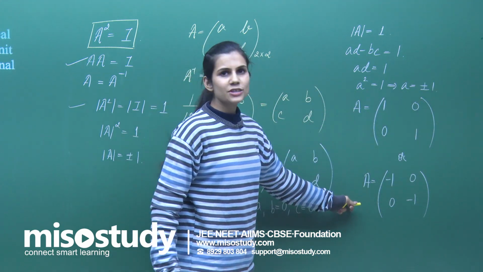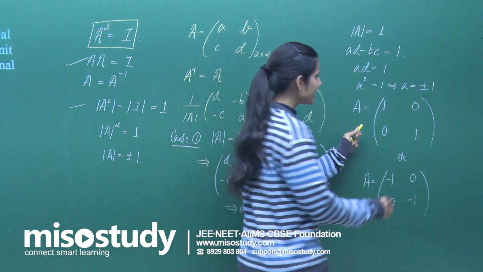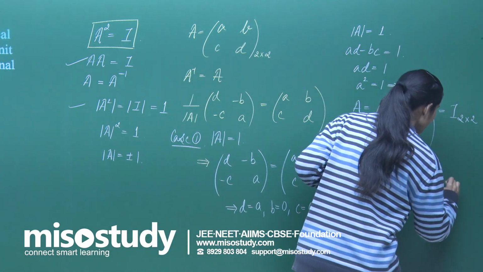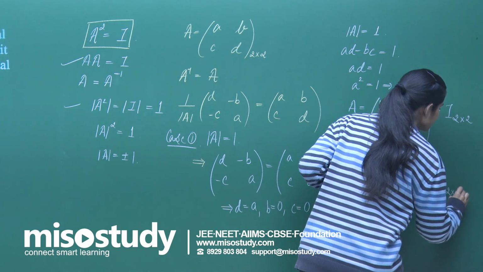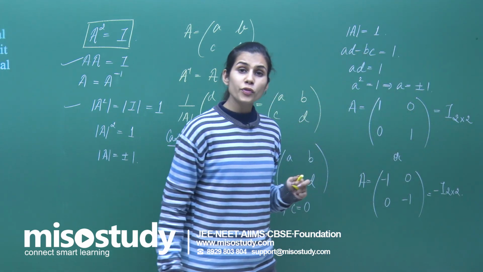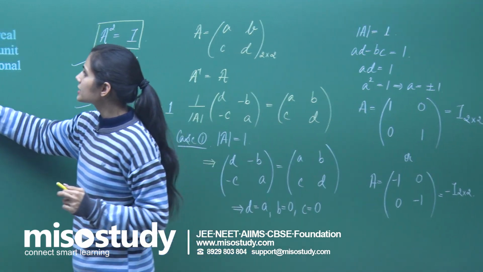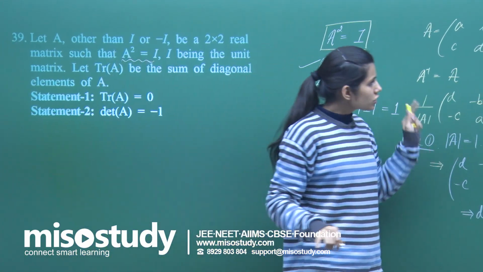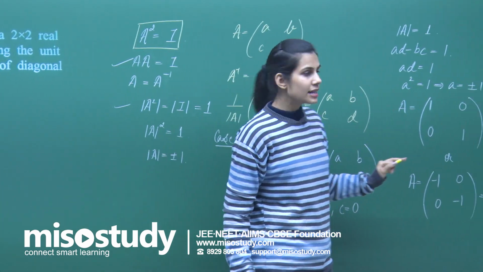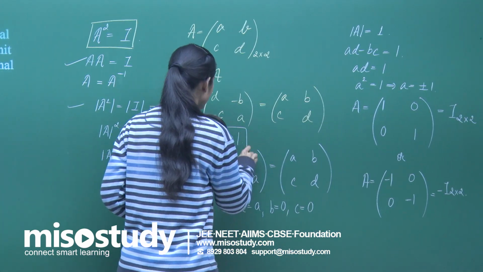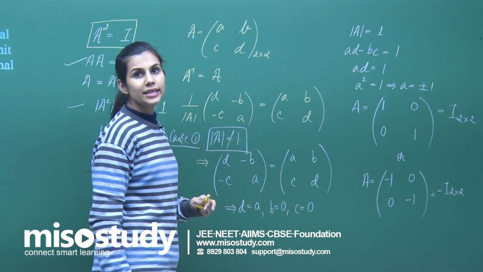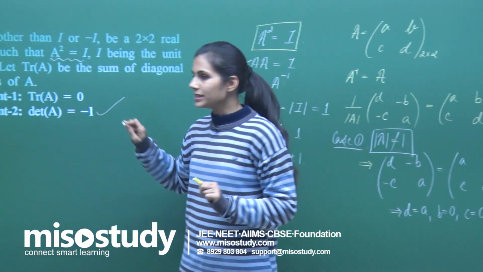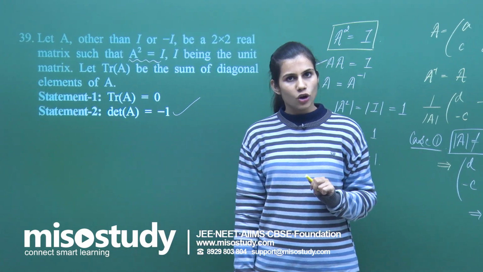So capital A has two possibilities. But in this case, I want to say it is the identity matrix of order 2 cross 2, and here I am going to say it is minus of the identity matrix of order 2 cross 2. Both the things are not possible because it is given to me that A is a matrix other than I or minus I. So A cannot be equal to I, A cannot be equal to minus I. That means the determinant of A is not equal to 1. The determinant of A is equal to -1. So this statement is actually true. Okay?